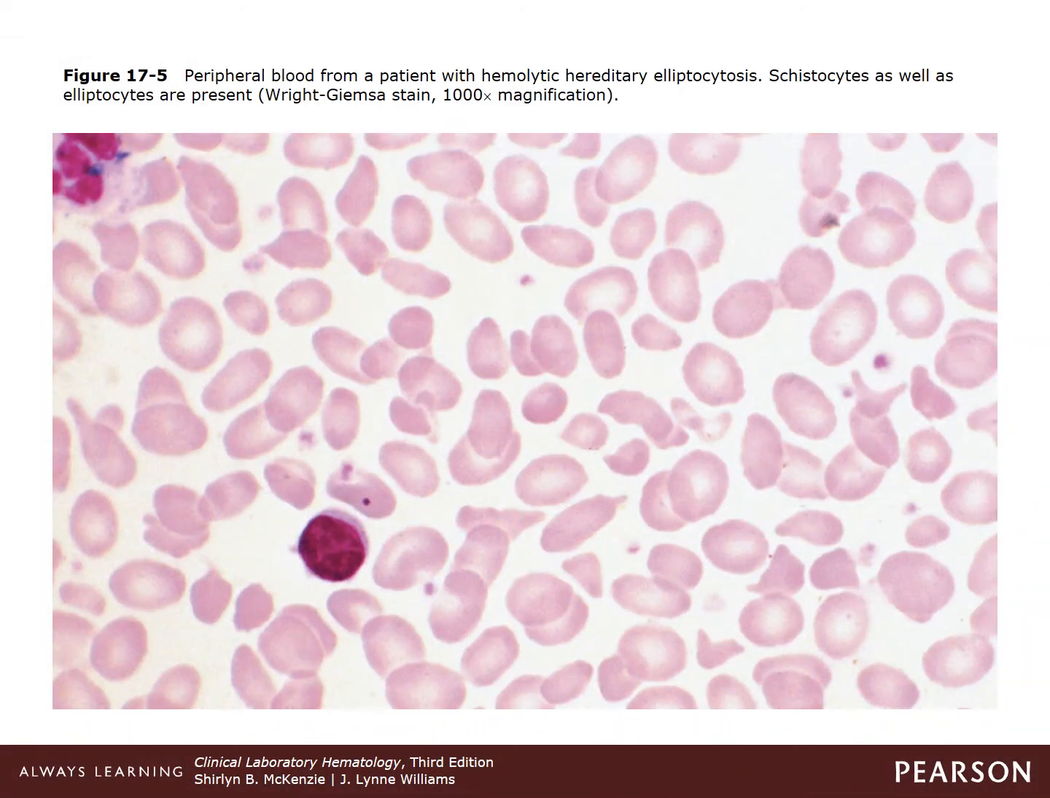In this peripheral picture, the other image was a peripheral blood from a patient with non-hemolytic disease, and here you have a hemolytic hereditary elliptocytosis, showing your schistocytes as well as the elliptocytes present. Now, therapy for these variants can be splenectomy, or if they're asymptomatic, no therapy is needed at all.